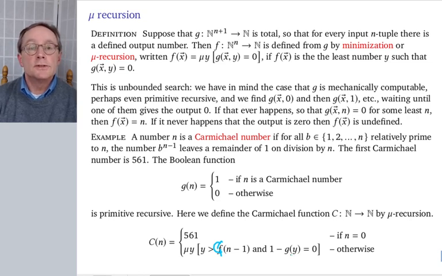Okay, so unbounded search. We don't know of a formula to compute Carmichael numbers, so that's no problem. Just put it in a computer and start looking for the next one. Unbounded search. That's what's missing from primitive recursion. You can't do unbounded search. But you could on a Turing machine, you could on a discrete and deterministic device, you could on your laptop. So that's what's missing from primitive recursion.